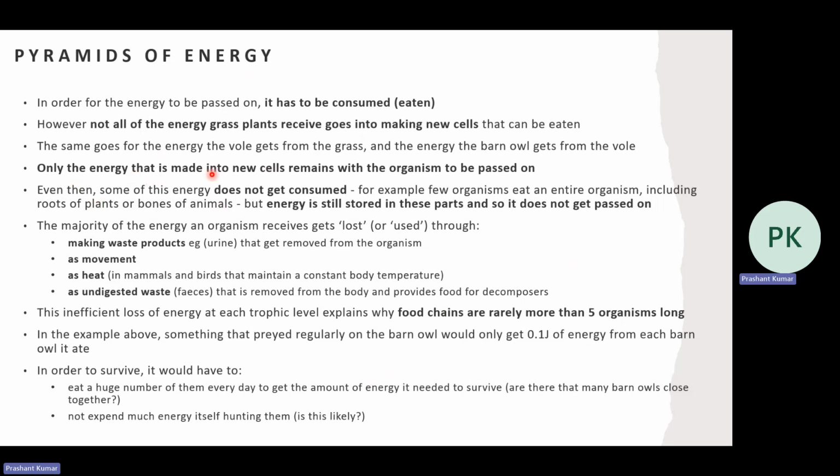Only the energy that is made into new cells remains within the organism, and this is what is going to pass on, right? So when you're eating a plant, the glucose goes inside the cell and is oxidized, and energy is produced.